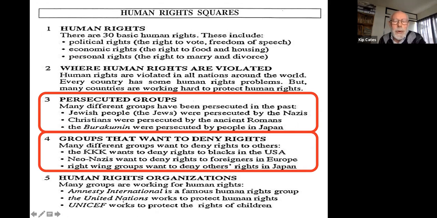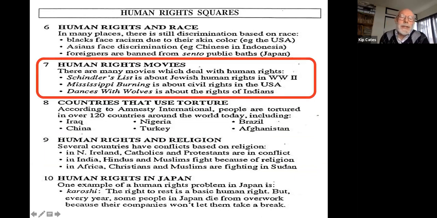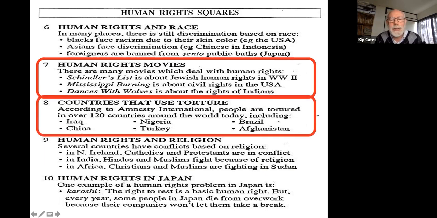Number 4, groups that want to deny rights to others. The KKK, perhaps, neo-Nazis, right-wing groups in Japan. So again, you can pick up a number of things. Human rights movies. For example, Schindler's List, never heard of it. It's about Jewish human rights in World War II. Mississippi Burning, Dances with Wolves, lots of examples from my side to expand students' knowledge. Countries that use torture, almost 120 countries around the world, shocking but true.